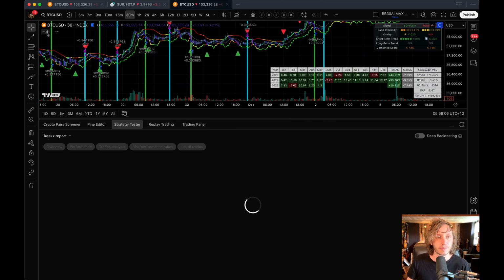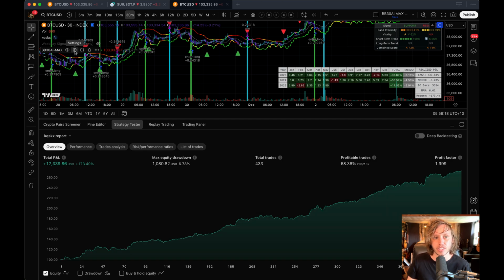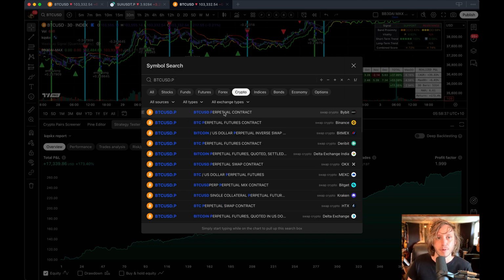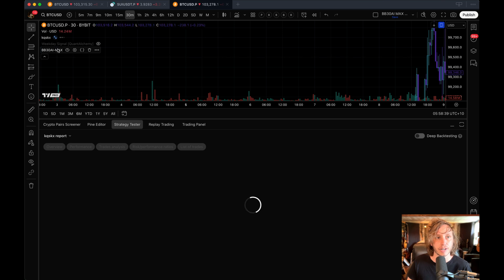But while it's doing that, I'm going to jump into this tool. So this is the Bumper Bands AI Max, and I'm specifically looking at the 30 AI Max. There will be other versions of this released, all used for different kinds of things. But this tool does work generally really well across time frames and across assets. Right now it's looking at Bitcoin on the index chart, but you can change this chart to whatever you want. We'll look at Bybit's perpetual contract and go from there.